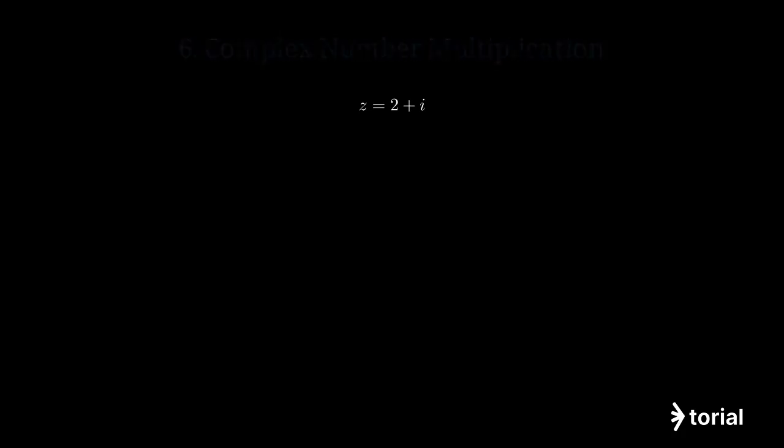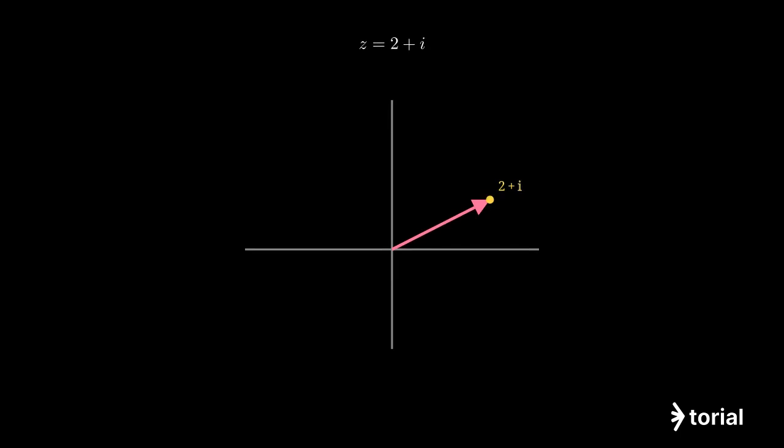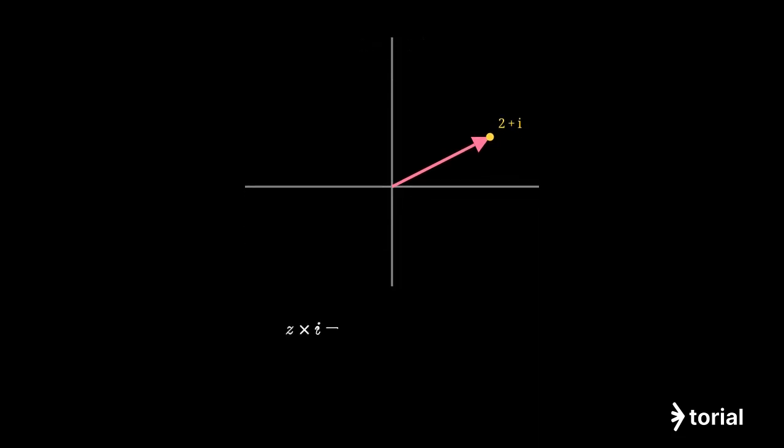Complex number operations become beautiful when visualized as transformations in the plane. Consider the complex number z equals 2 plus i. We can represent this complex number as a point or vector in the complex plane. Multiplying by i rotates the number by 90 degrees counterclockwise.